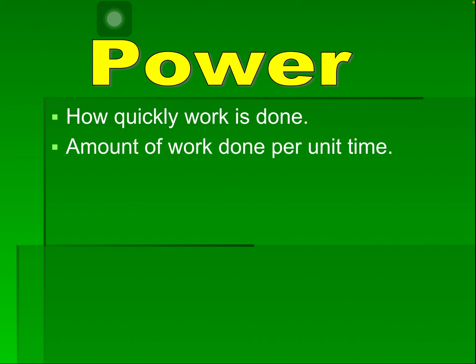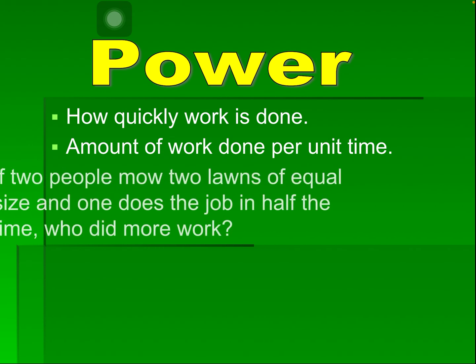Now we're at the concept of power. So again, this is a concept that you may have heard before. You use the term power. What does power mean in physics? Well, power is the measurement of how quickly work is done. Going back to the lawn and mowing it in 1 hour or 2 hours, this is not a matter of work, it's a matter of power. Okay, power is the amount of work done per unit of time.